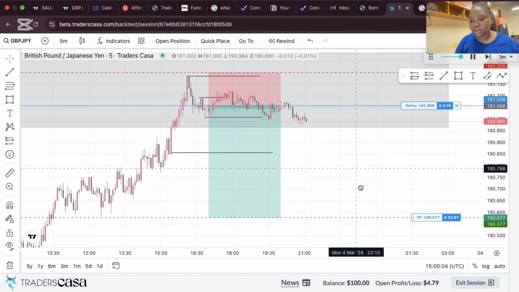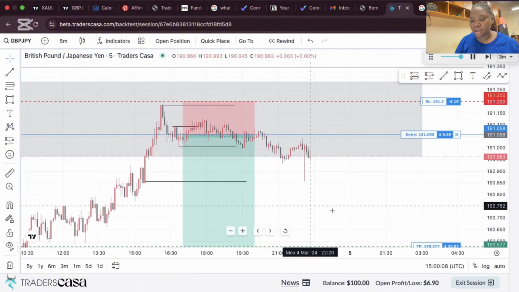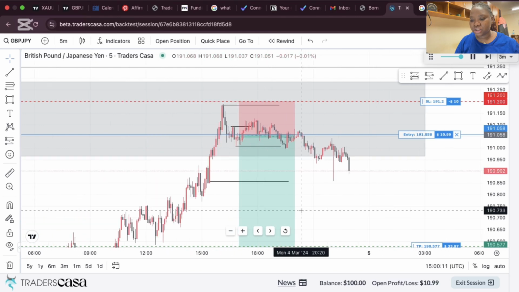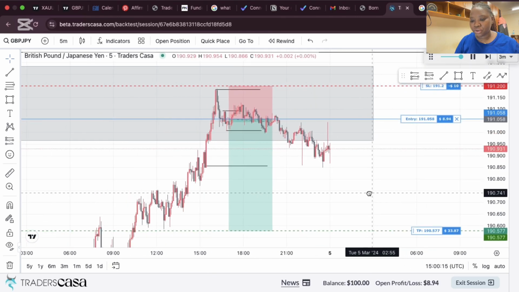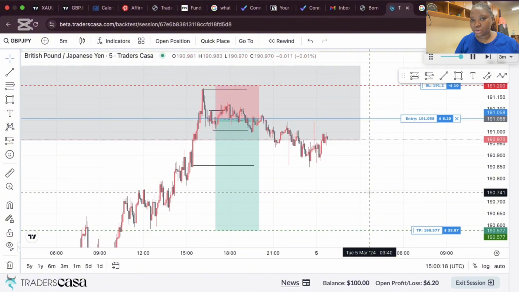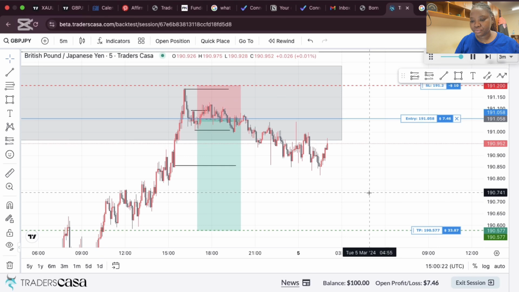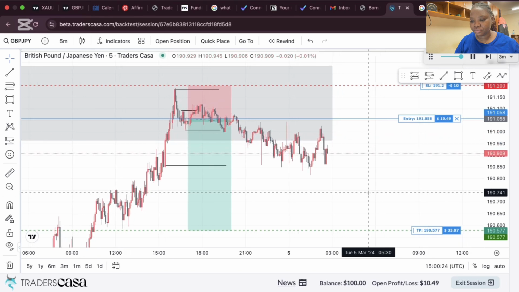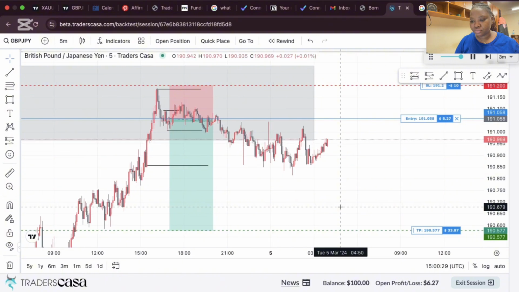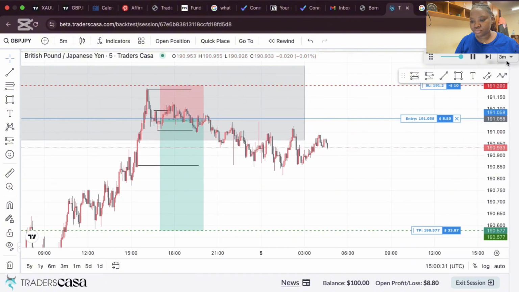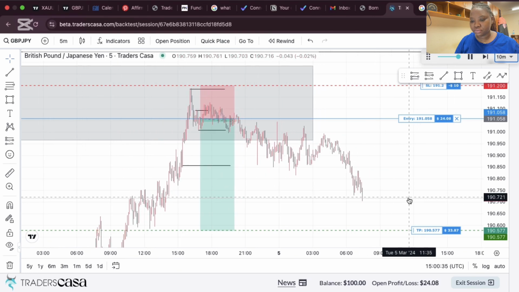So you see that we want to see how price is going to react without breaking this high here. If price breaks this high, that means this trend is no longer valid. So far it's been going down, and it's going well so far. So let's see how that goes faster.